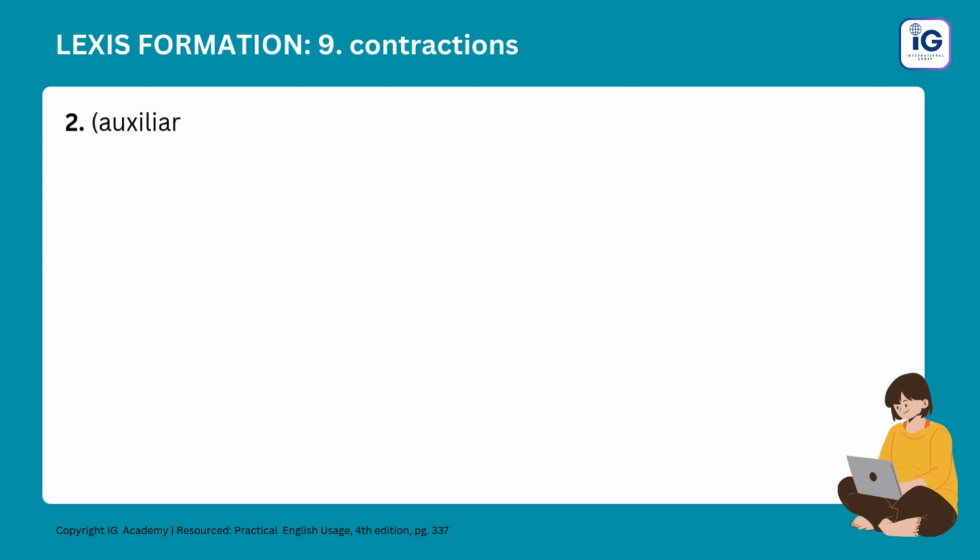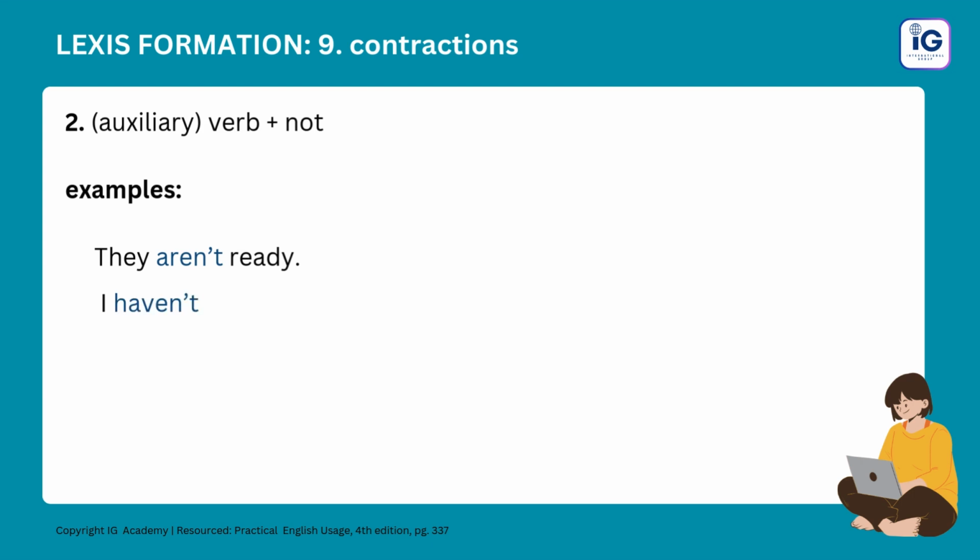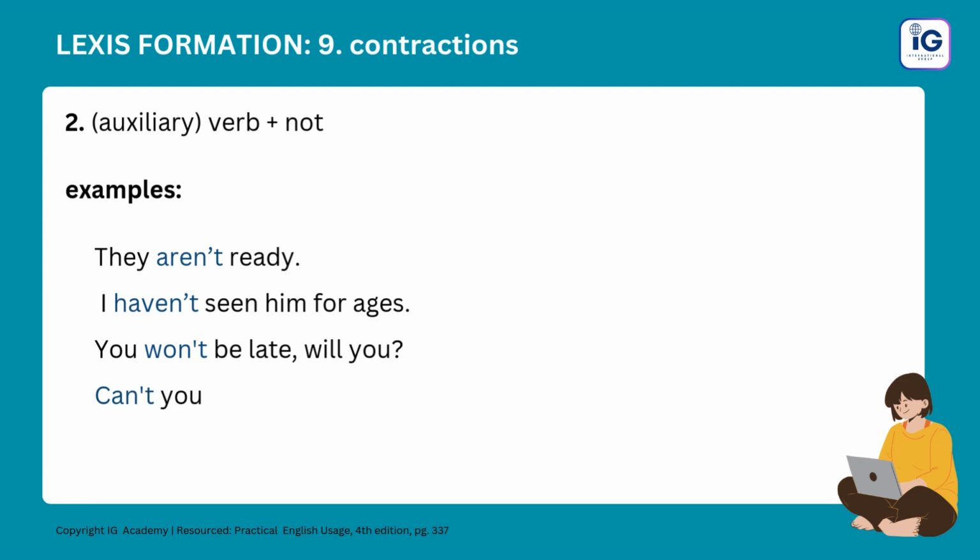2. Verb or auxiliary verb plus not. Examples: They aren't ready. I haven't seen him for ages. You won't be late, will you? Can't you swim?